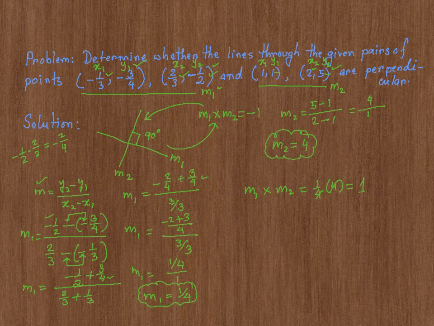I made this problem on purpose. Sometimes students see, oh, M1 times M2 is 1. They're going to say the lines are perpendicular. Actually, no. Note that M1 times M2 has to be negative 1. It is 1 here, not negative 1. Therefore, these two lines are not perpendicular.